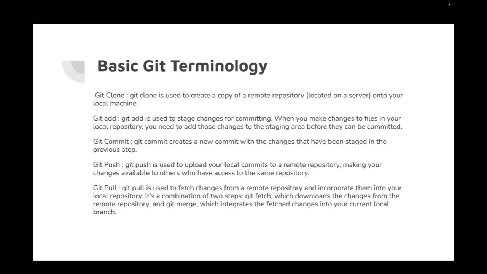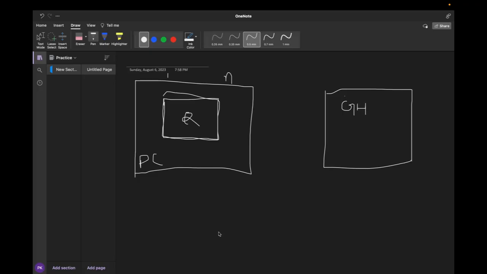So here is the basic Git terminology: git clone, git add, git commit, git push, and git pull. Coming back to this, this is your local repository and this is your GitHub. Now you can have n number of repositories. You can add any type of files here, and then you can add to it and commit to it. So a repository is like an empty box inside your PC where you can add files.